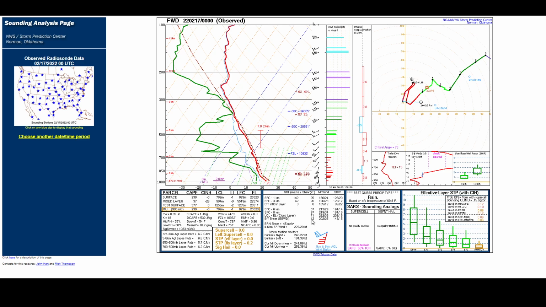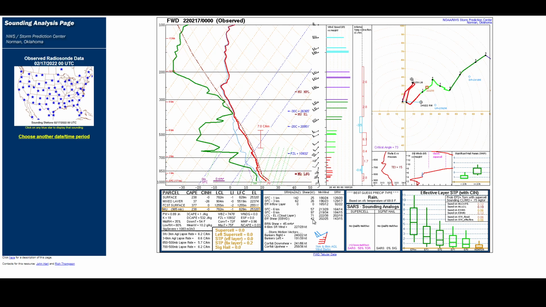I wouldn't call it high shear. Sometimes we call it low CAPE, high shear. I'd say low CAPE, moderate shear. So despite the fact that the instability is not good, storms may be able to overcome that with having stronger updrafts that can manage to develop some severe weather characteristics.